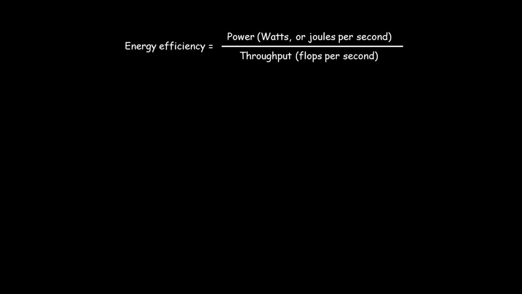You heard me right. Now, how can this be? We can measure energy efficiency as the power in watts, also joules per second, divided by throughput, or in this case, operations per second, or more specifically, floating point operations per second, or flops. The time units cancel out, giving us joules per operation, or joules per flop.